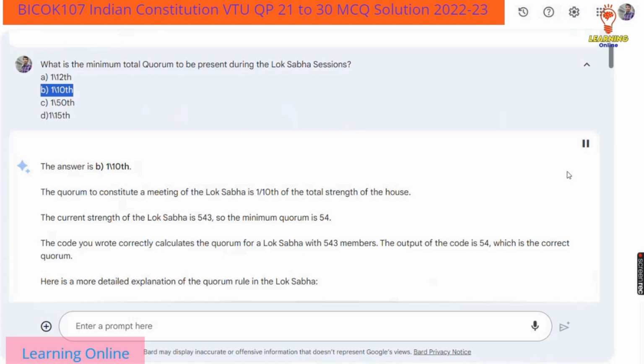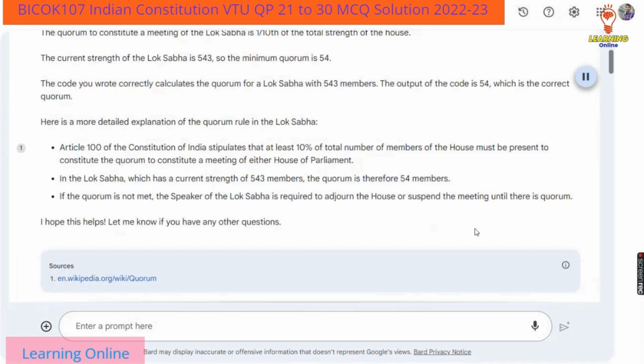The code you wrote correctly calculates the quorum for a Lok Sabha with 543 members. The output of the code is 54, which is the correct quorum. Here is a more detailed explanation of the quorum rule in the Lok Sabha.